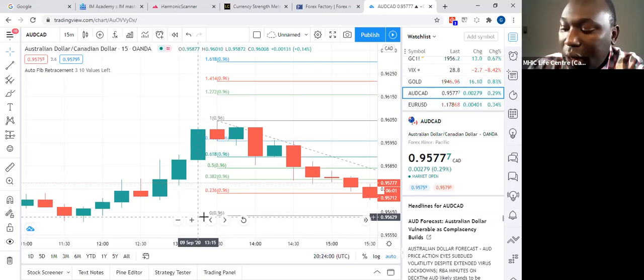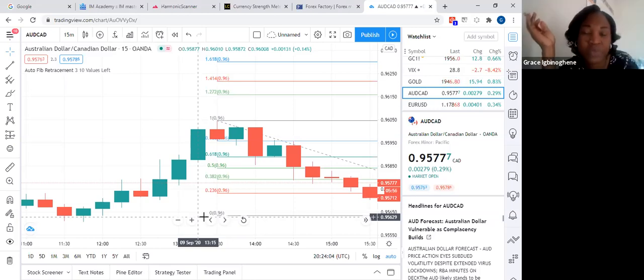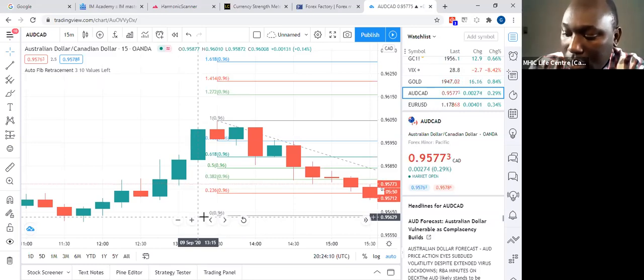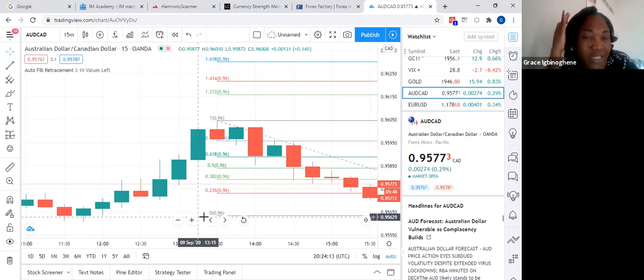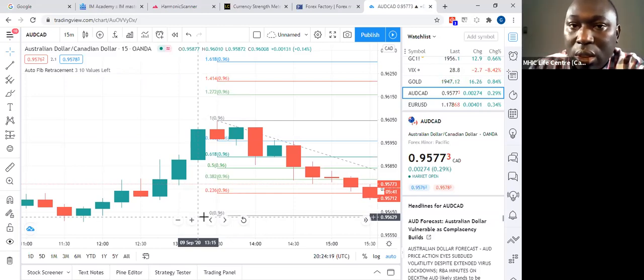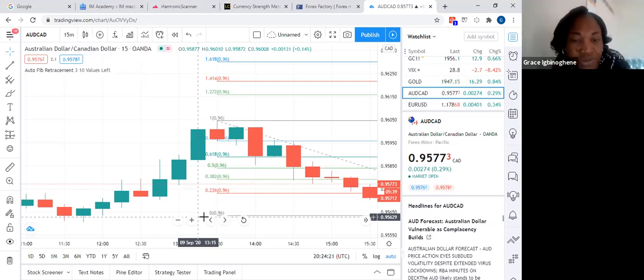Then 1 is TP3, or the point where you are exiting the trade. But usually we don't wait for TP3. At least TP1 and 2 is good for beginners. 0 is entry, the entry point. 0.382 is TP1.